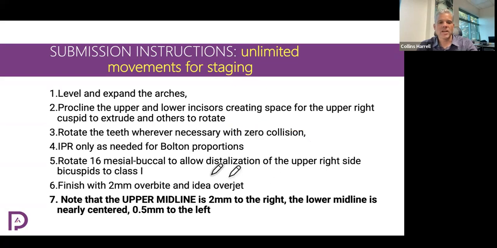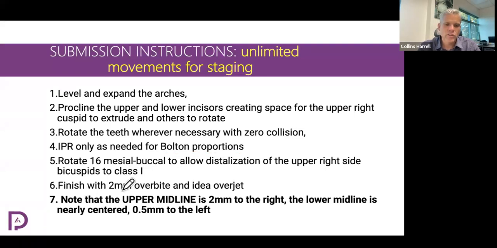He said no IPR unless there are Bolton proportions that need to be dealt with. Okay, he indicated to them to rotate the upper first molars, especially the upper right first molar. Rotate it to the distal, or mesial out, mesial to the buccal, which allows a little bit of distalization and fixes it to become more of a class 1.